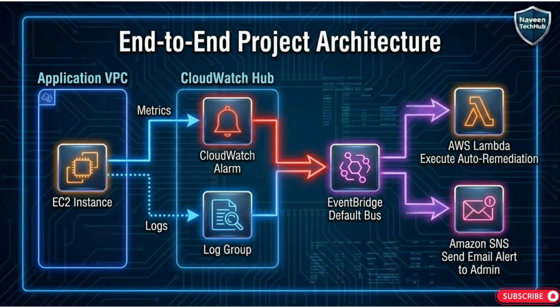This slide shows the complete end-to-end architecture. We have an EC2 instance running inside an application VPC. The EC2 instance sends metrics and logs to CloudWatch. CloudWatch stores metrics, logs, and alarm state. When an alarm triggers, EventBridge captures the alarm event. EventBridge then invokes AWS Lambda for remediation. Finally, SNS sends email or SMS notification to the admin team. This architecture is beginner-friendly, but also very production-oriented. For interviews, explain it like this. CloudWatch observes, alarms detect, EventBridge routes, Lambda remediates, and SNS notifies.